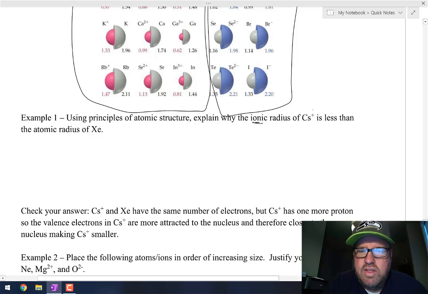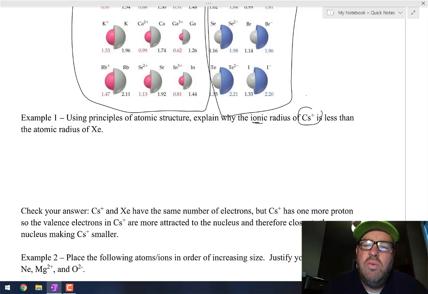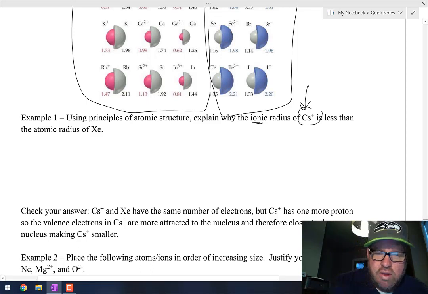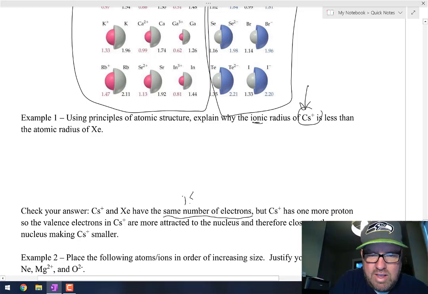Okay, so they're saying that Cs+ is less than the radius of xenon, and how could that possibly be when they have the same number of electrons? Well, because cesium, even though it lost an electron, its protons did not change. So even though they are isoelectronic, oh, remember that fancy word? They have the same number of electrons. So they are isoelectronic.